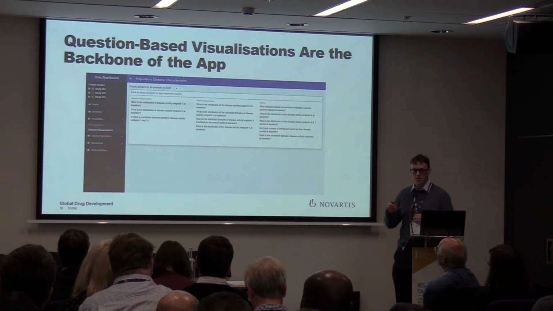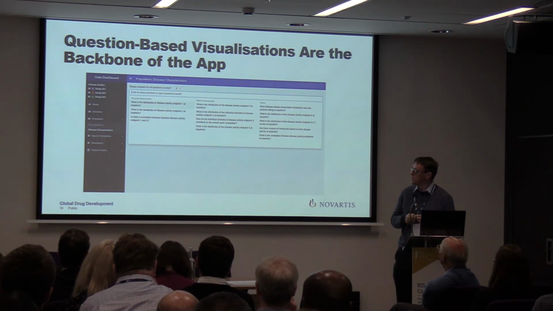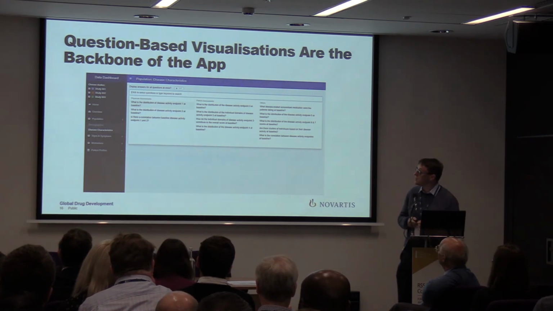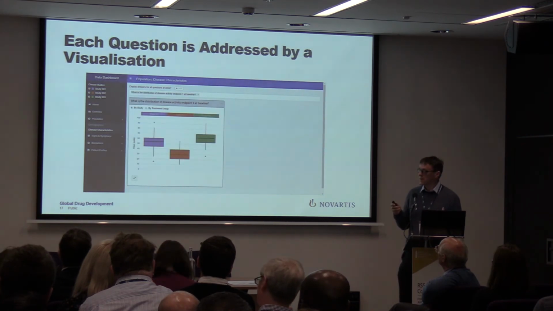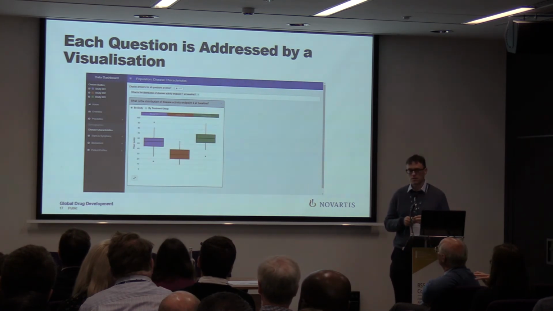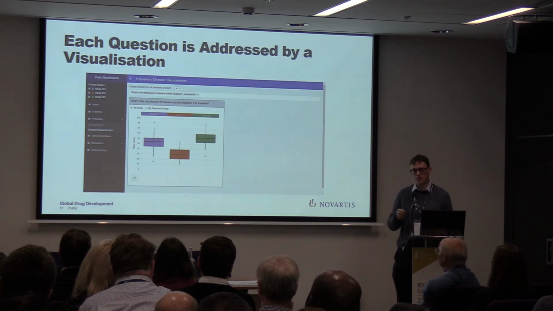And these questions are searchable, so you can search for whichever question in the search box. But if you look at that first one, what is the distribution of a particular disease activity endpoint, then if you go into that, you get a visualization that directly answers that question. And here a box plot comparing this disease activity endpoint across 3 different trials.